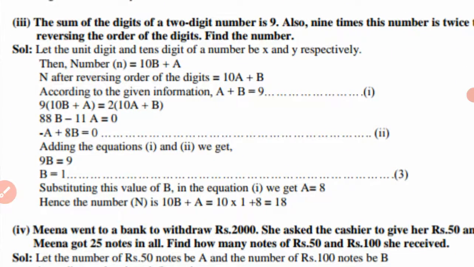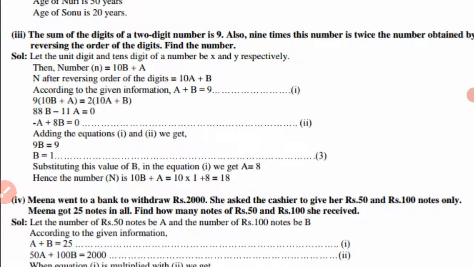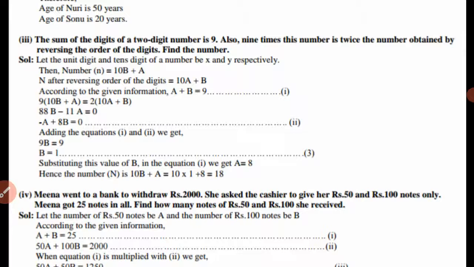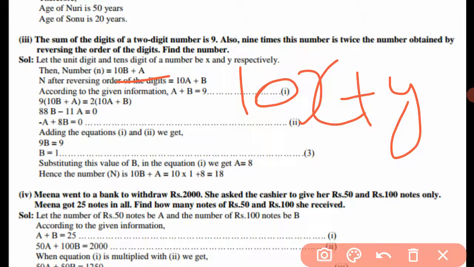The sum of the digits of a 2-digit number is 9. Also 9 times this number is twice the number obtained by reversing the order of the digits. Now find the number. So from here, let the unit digit and tens digit of the number be x and y respectively. Then the number will be 10b plus a. We can also take this as 10x plus y or 10a plus b. Both are the same.